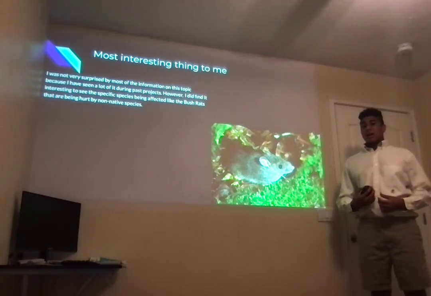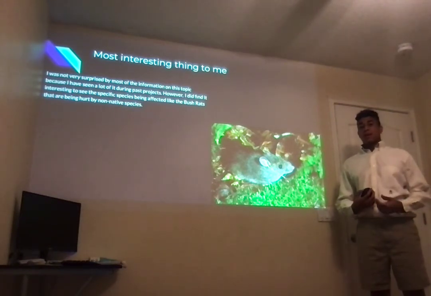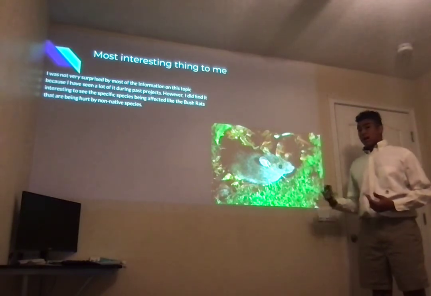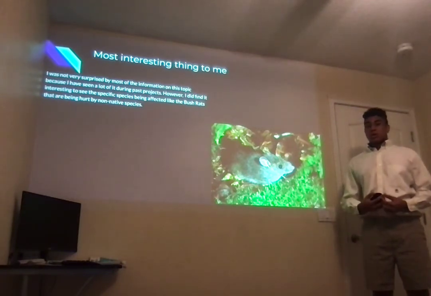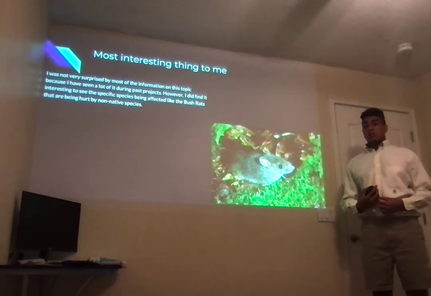However, I did like to see how specific animals and specific plants were being affected by immigration. For example, the bush rat, which was a native species that is being affected by non-native species and is being pushed back. I did think it was cool to see different animals like that being affected.